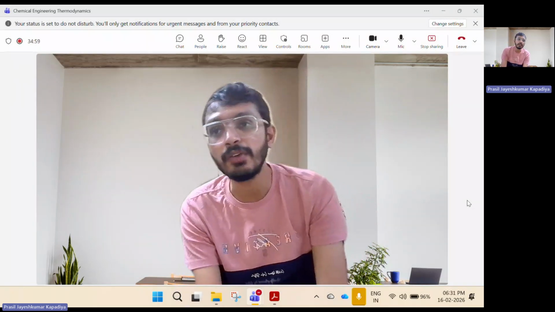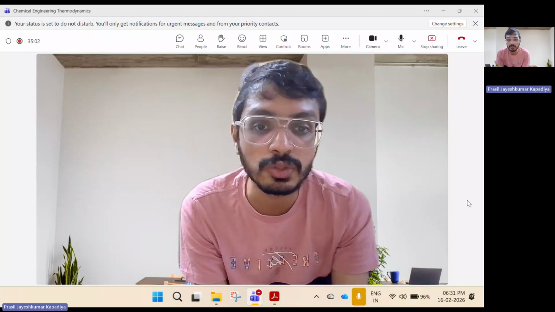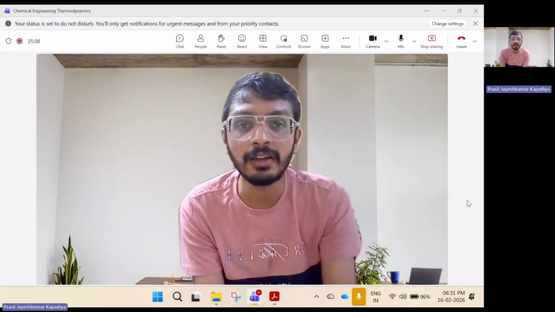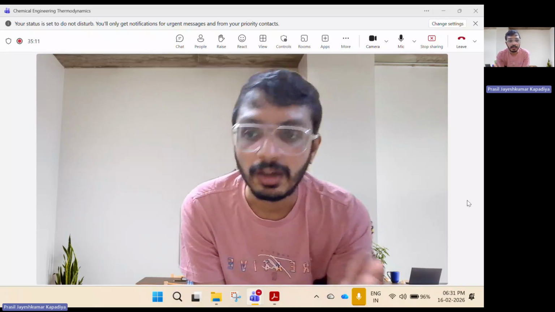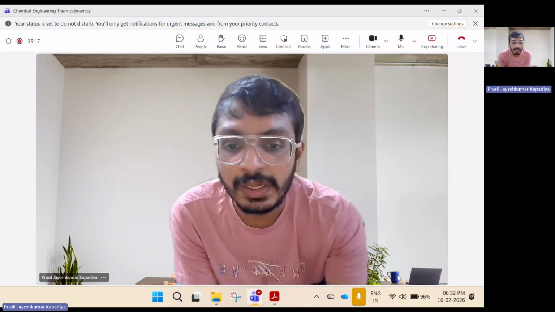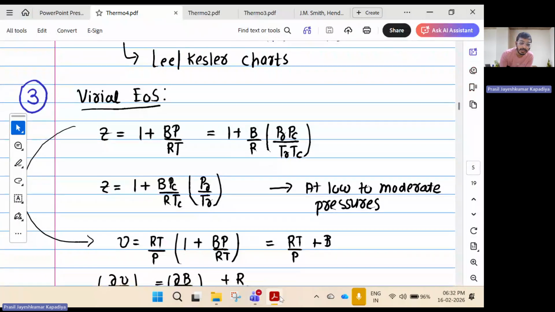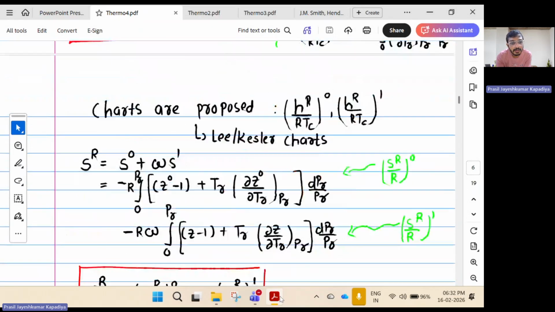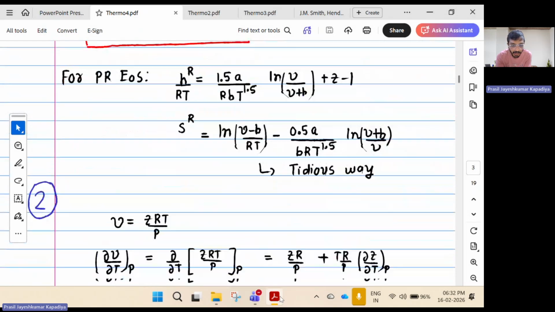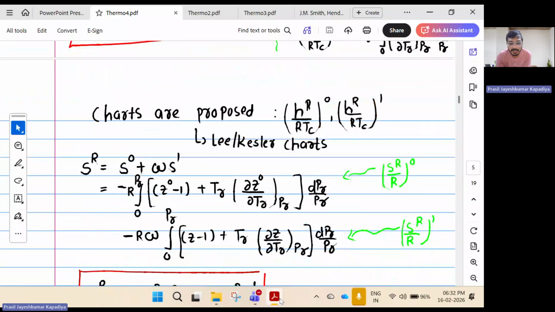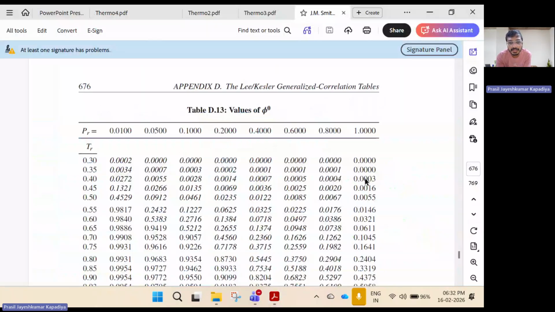Then the third way was the virial equation of state, which we used for low to moderate pressure, where we can neglect terms higher than B. If we truncate it at B, we get the residual enthalpy and entropy in the case of the virial equation of state. These terms are very important, and for the Z compressibility factor approach, we need the Lee-Kesler charts, and we had a look at these Lee-Kesler charts.